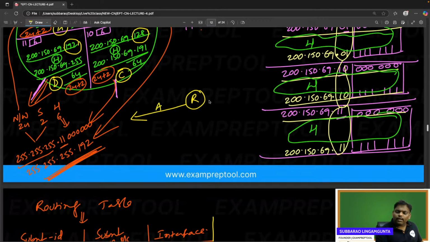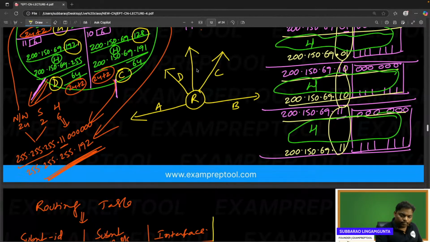It may be A, it may be B, it may be C, it may be D, it may be E. Whenever you divided one network into many networks, you will keep the router in between. So the associated all network, you link it. These are called interfaces. Now see what happened. One packet came to router with some destination IP.